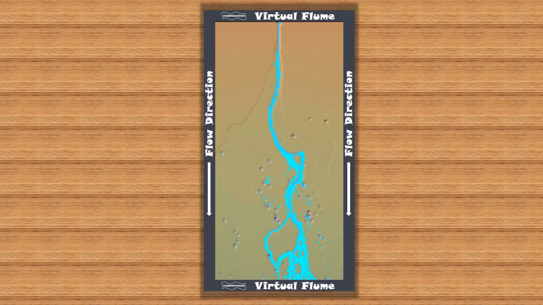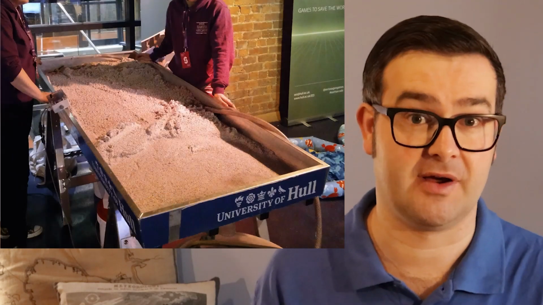If I ran this model 100 times with this set of data, the flume would look the same every single time. However, if I did this test 100 times using a real flume, like the sort you might find at a science festival, I would have 100 different looking rivers at the end.